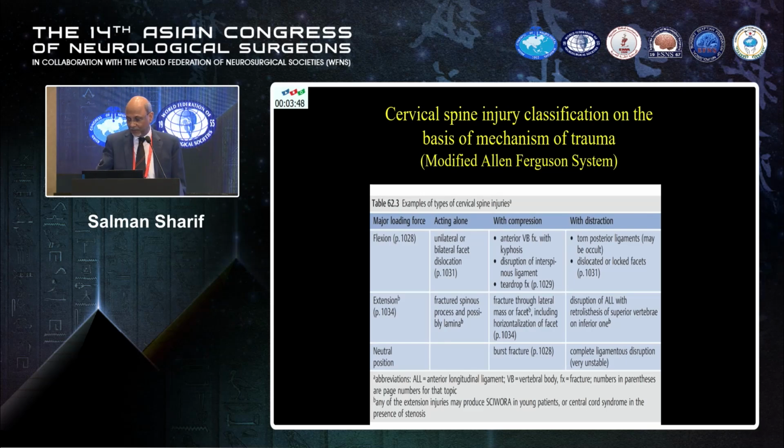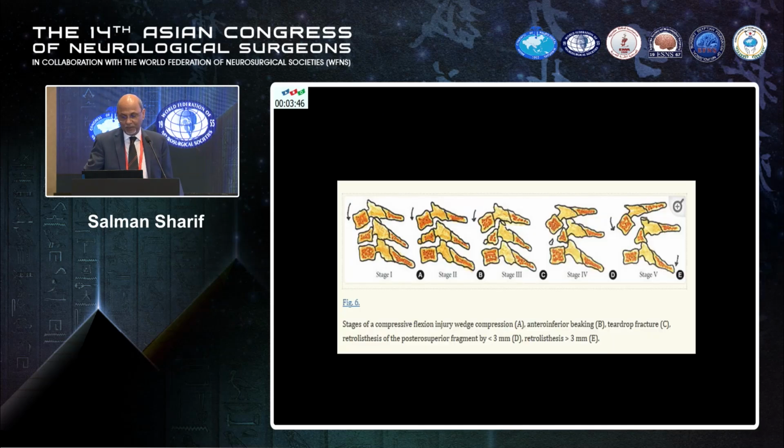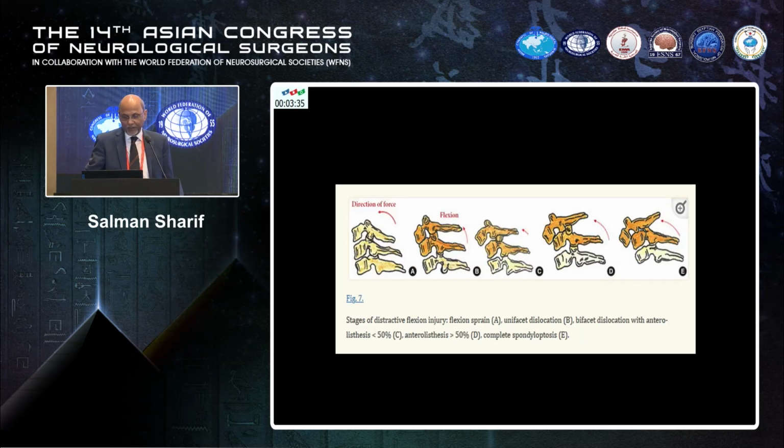Extension, the same thing. Sorry, we're running short of time, so I don't have time to go into that, but I can show the picture. So compression flexion injuries, this is the severity as it goes down and on to the retrolisthesis of more than 3 millimeters. With the distraction flexion injury, a flexion sprain, you can see that the whole thing opens up like that, and then complete spondylolisthesis could be the end result. I'm sorry, just running short of time.